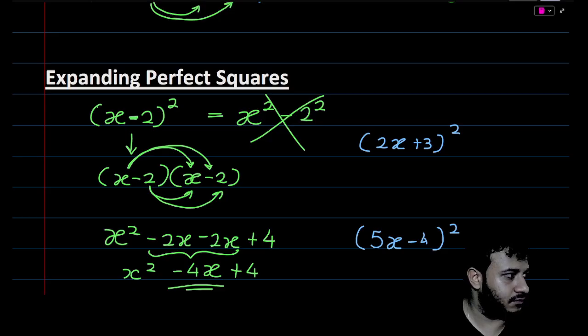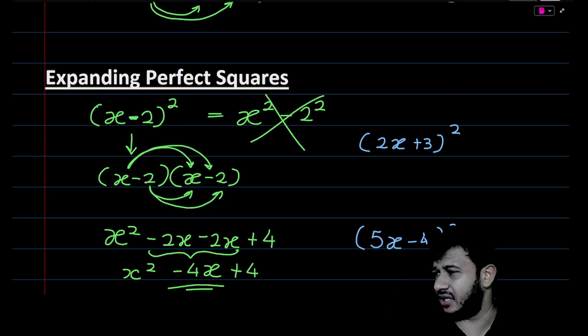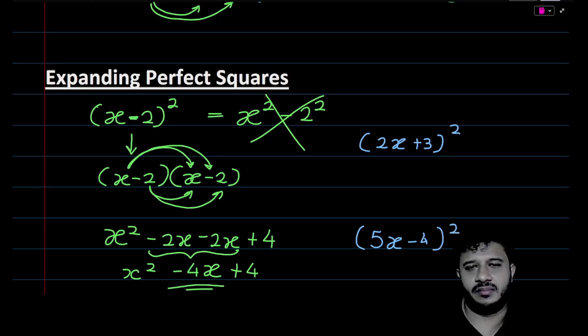x squared plus 12x plus 9. No, not x squared. This is 2x plus 3. Think about it again. Oh no, I didn't bring it down. 4x squared plus 12x plus 9. Yeah, that sounds correct. Next one.